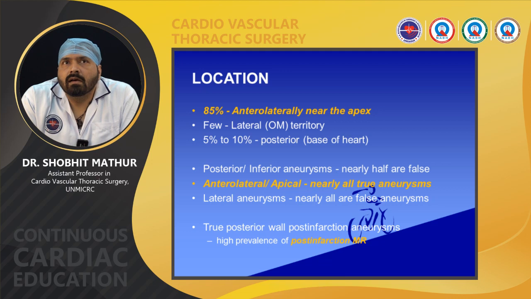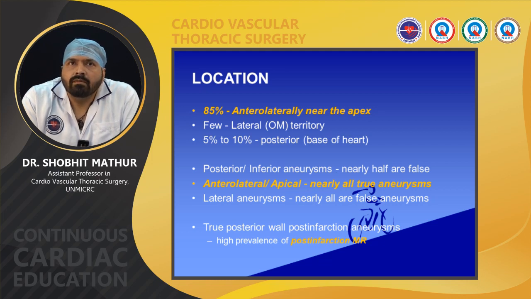85% of the aneurysms are located anterolaterally near the apex. That is the classical LAD territory. Few are on the lateral surface, that is the OM territory, and only 5 to 10% are on the posterior surface, that is the base of the heart. So the thing to remember is that 85% of the aneurysms will be apical. The most common location of an aneurysm is apical.